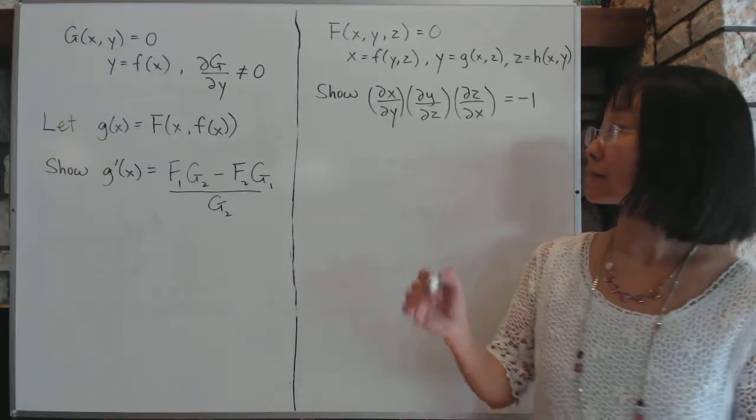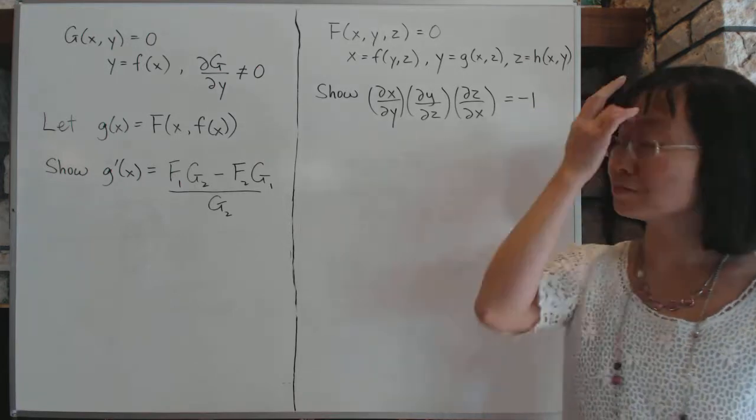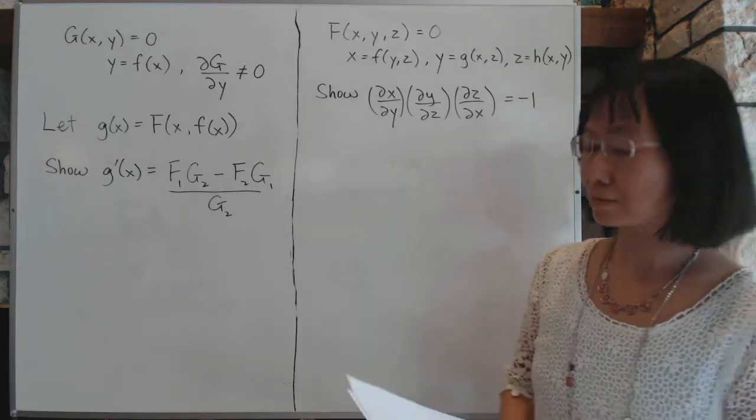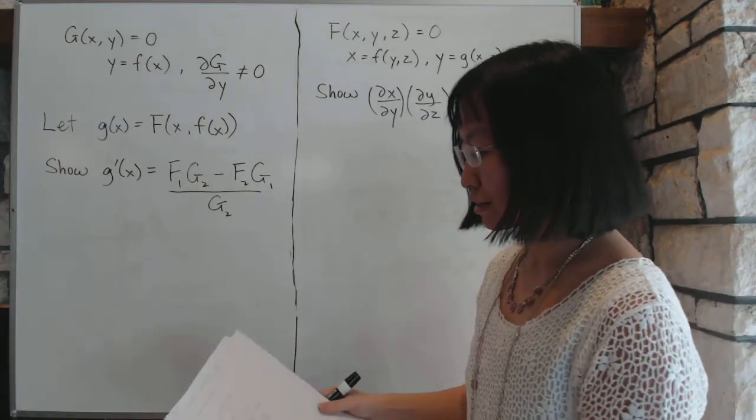Section 6.6, derivatives of implicit functions. We are going to do a few very easy, quick examples in this section. Well, let's look at this.